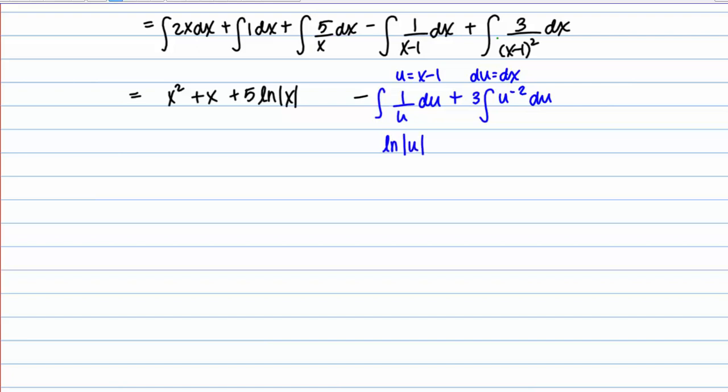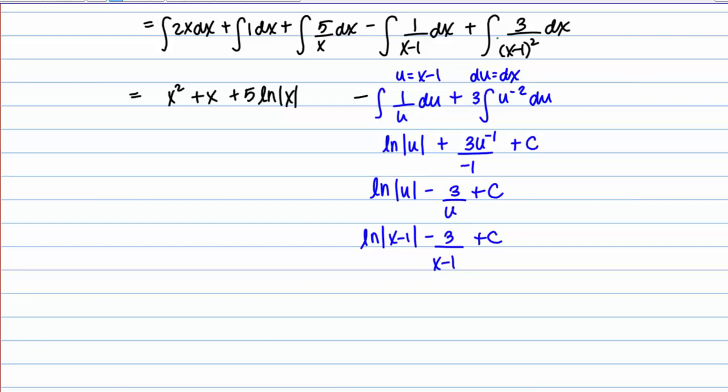of the absolute value of u. And then plus, here I'm going to have 3u to the negative 1 over negative 1. We can add our plus c in the end here. So that's going to give me the natural log of the absolute value of u. And let's see, we'll write this as negative 3 over u plus c. And then finally we want to substitute back in our expression for u. So that should be the natural log of the absolute value of x minus 1 minus 3 over x minus 1 plus c.